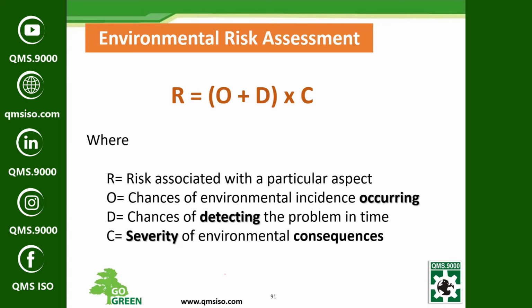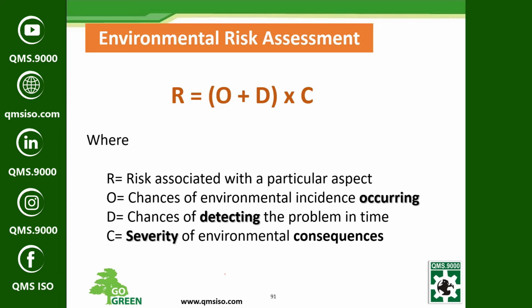This is the risk assessment formula. O stands for chances of occurrence, D, chances of detection, C, severity of consequences. So this is how you calculate. In case of business risks, there are only 2, chances of occurrence and consequences. In case of environment, it is chances of occurrence, chances of detection.